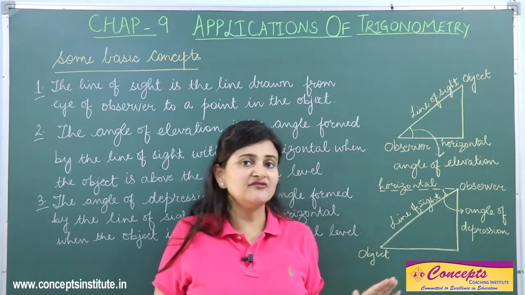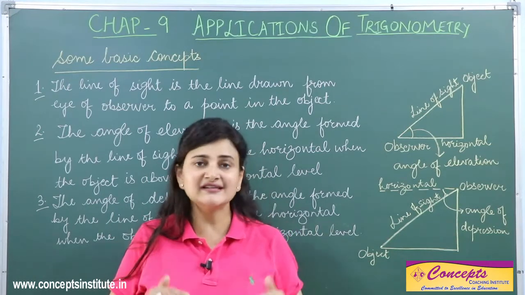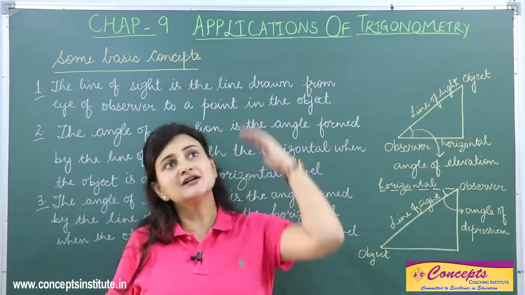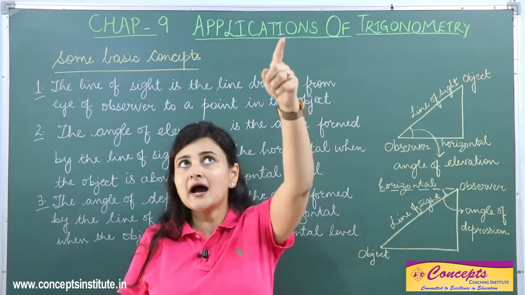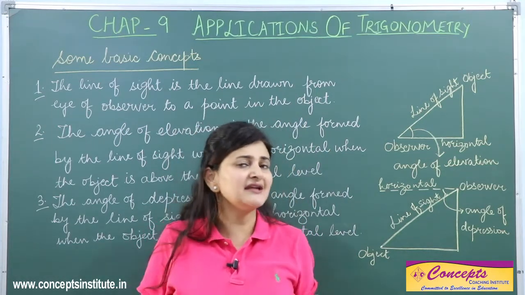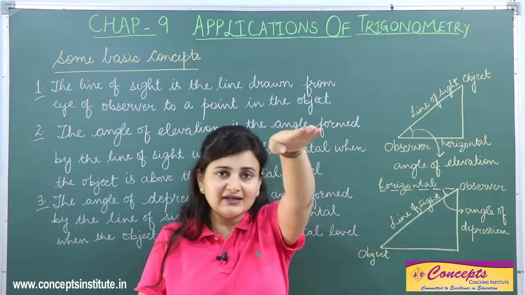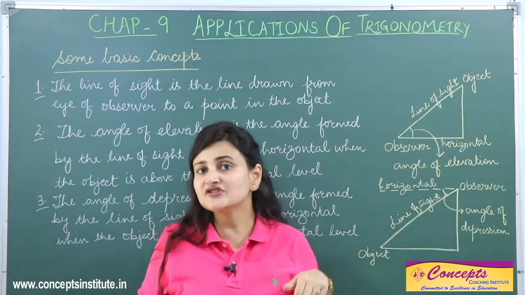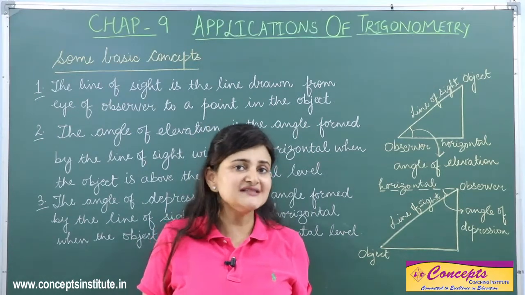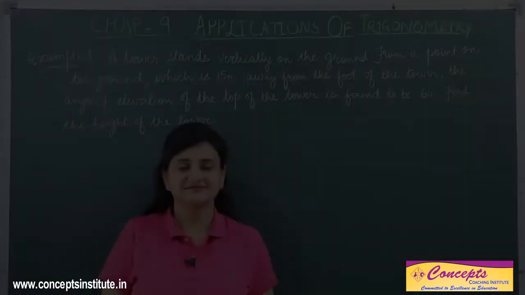So in short, we have angle of elevation when the eye of the observer is at a level below the object. Like when you are looking up, then the angle of elevation is formed. Whereas if you are looking at any object which is below your eye level, right? This is your eye level, and if you are looking at any object which is below it, then what is formed is the angle of depression, right?